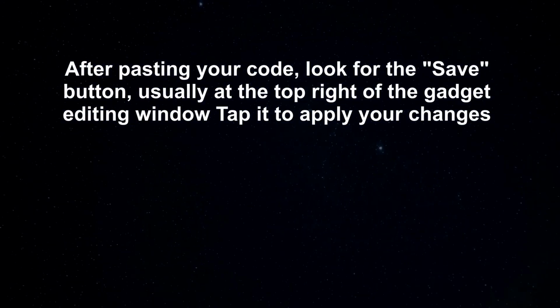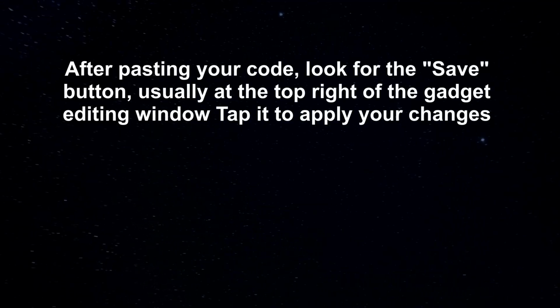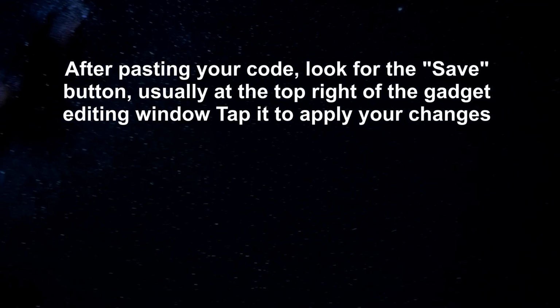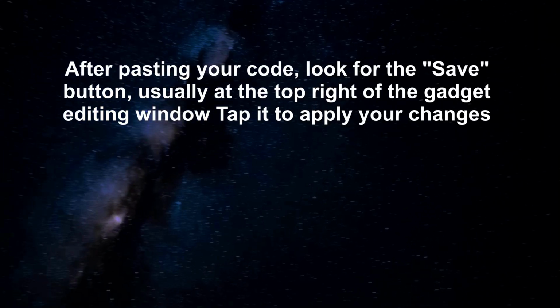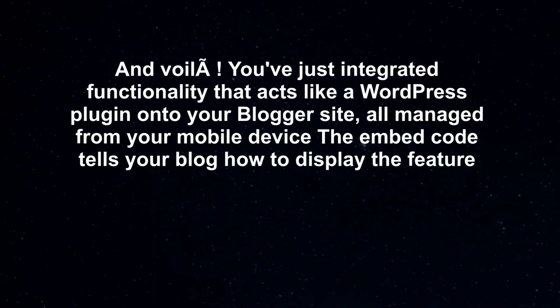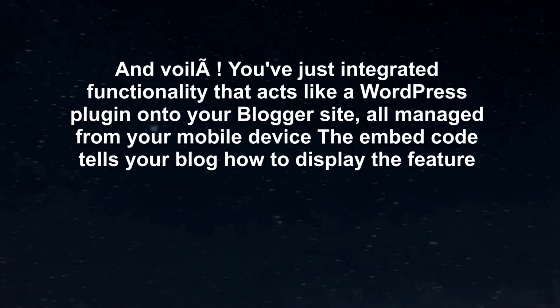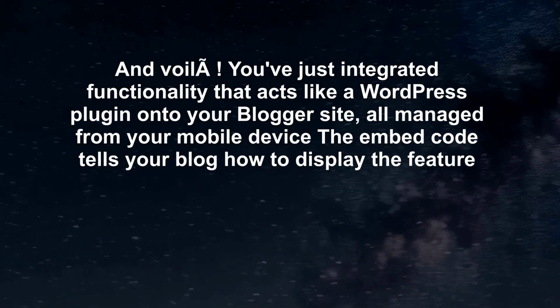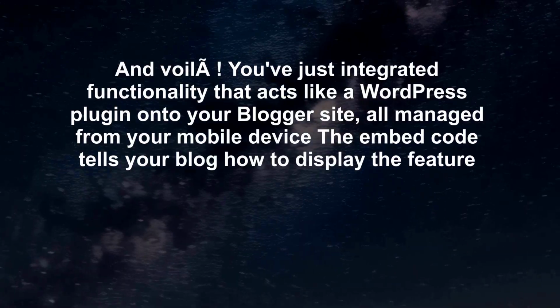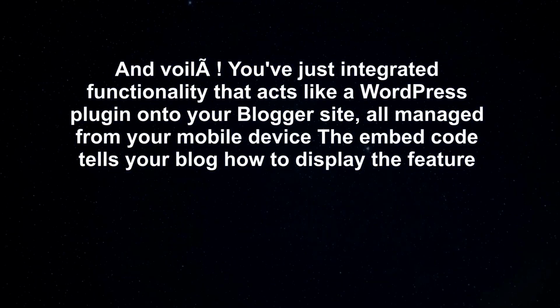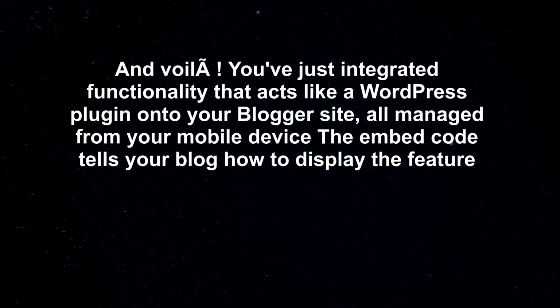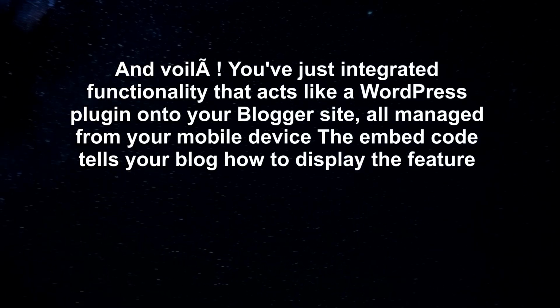After pasting your code, look for the Save button, usually at the top right of the gadget editing window. Tap it to apply your changes. And voila, you've just integrated functionality that acts like a WordPress plugin onto your Blogger site, all managed from your mobile device. The embed code tells your blog how to display the feature.